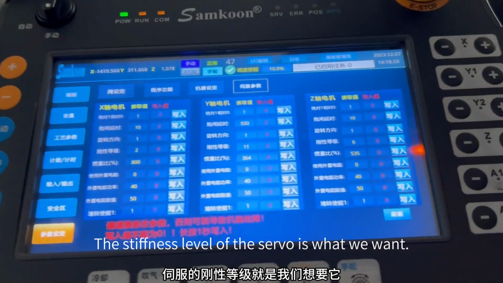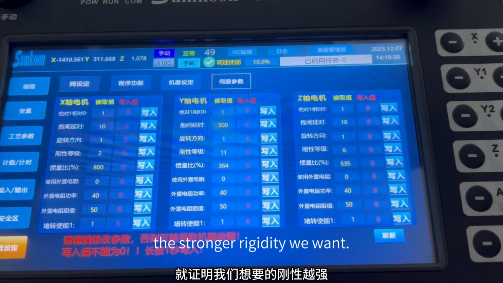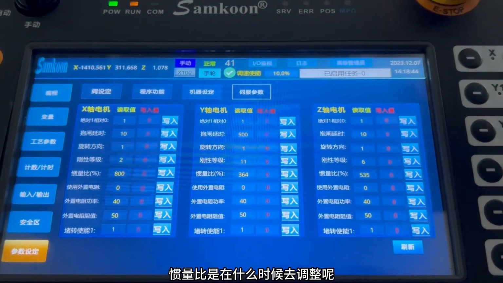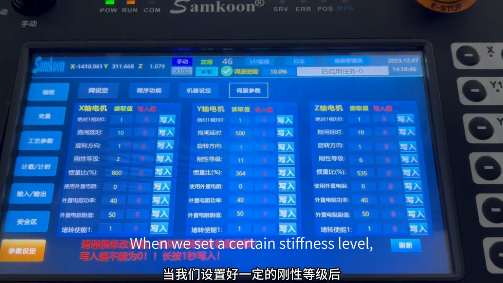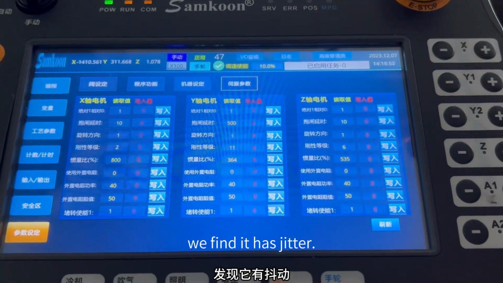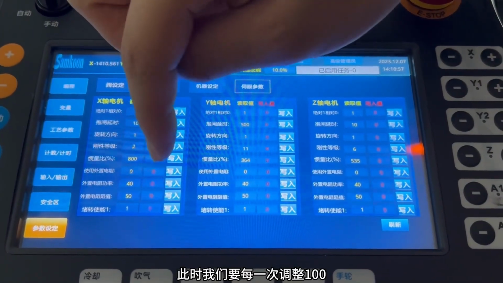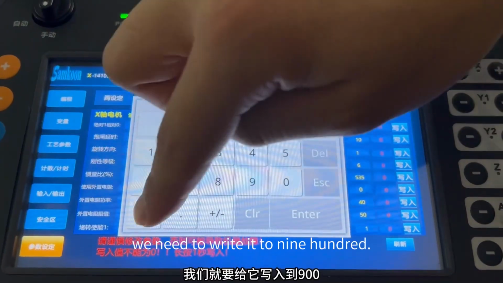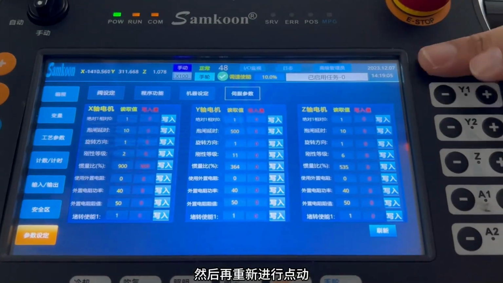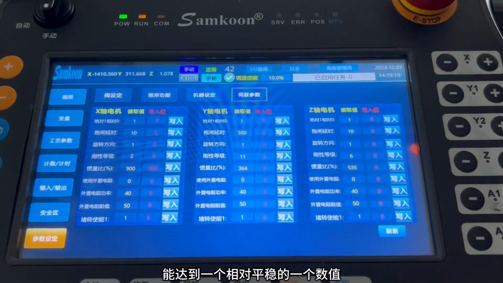The stiffness level of the servo is what we want. The larger this value parameter is, the stronger rigidity we want. When should we adjust the inertia ratio? When we set a certain stiffness level and press the axis jog plus or jog minus, we find it has jitter. At this time, we need to adjust by 100 each time. If the x-axis is now 9 and shaking, we need to write it to 900. Then perform the jogging. Increase by 100 each time, and see when we can reach a relatively stable number.